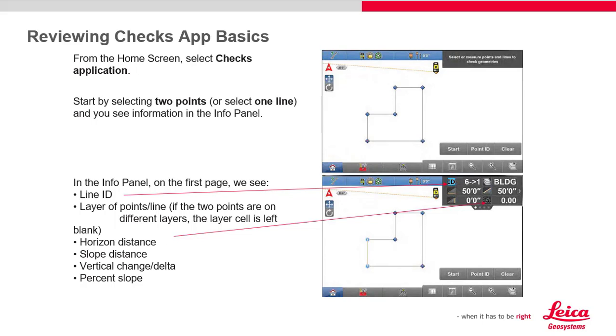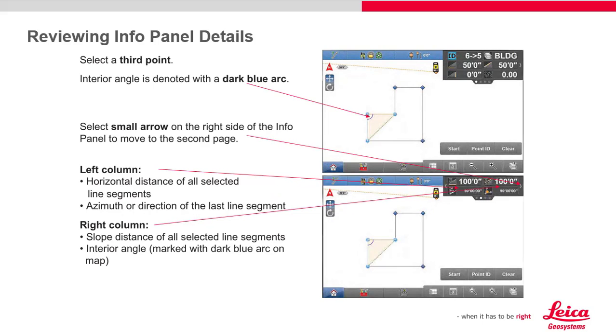From here you can see line ID, the layer that the points or line are on, horizontal distance, slope distance, vertical change or delta, percent slope if applicable. Selecting a third point, you will get an interior angle between those 3 points. You can also get perimeter and volume, area.